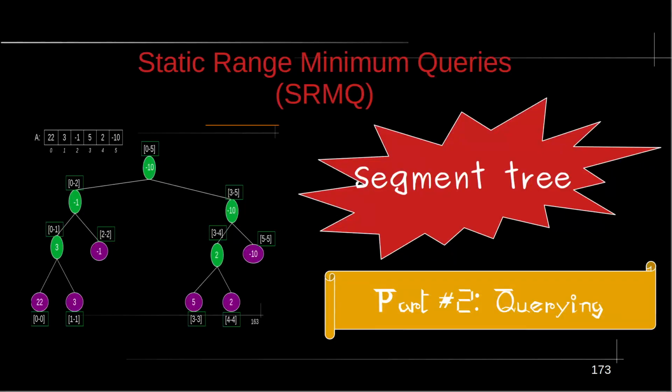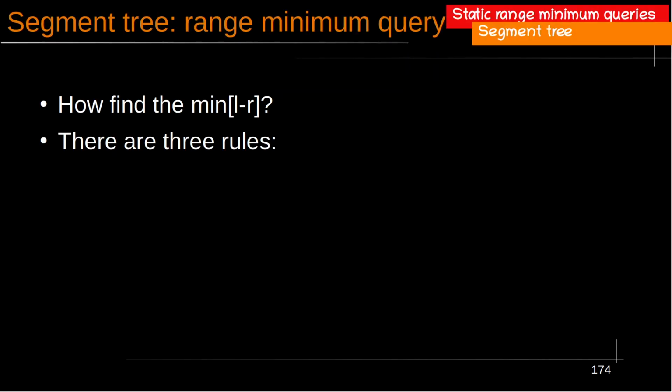Let's see now how to query. For a query, the question is always how to find the minimum from left to right, from the left boundary to the right boundary. In the segment tree, there are three rules.